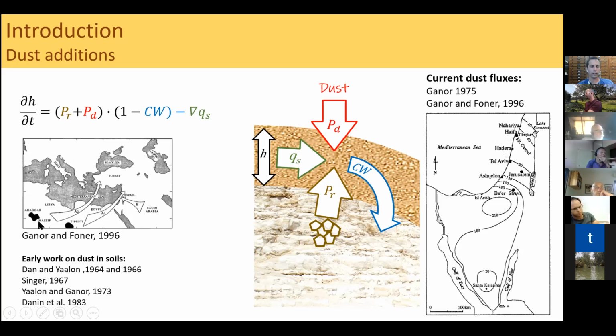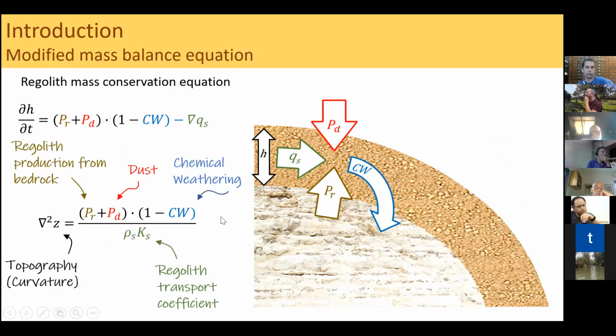We know that there's dust coming from far, from the Sahara and the Arabian Desert, and also there are local sources of dust in the northern Negev, in the loess soils. Okay, so what we did, we modified this mass conservation, and we get a modified expression for the curvature of the landscape that accounts for dust and chemical weathering, in addition to mechanical weathering and soil transport.